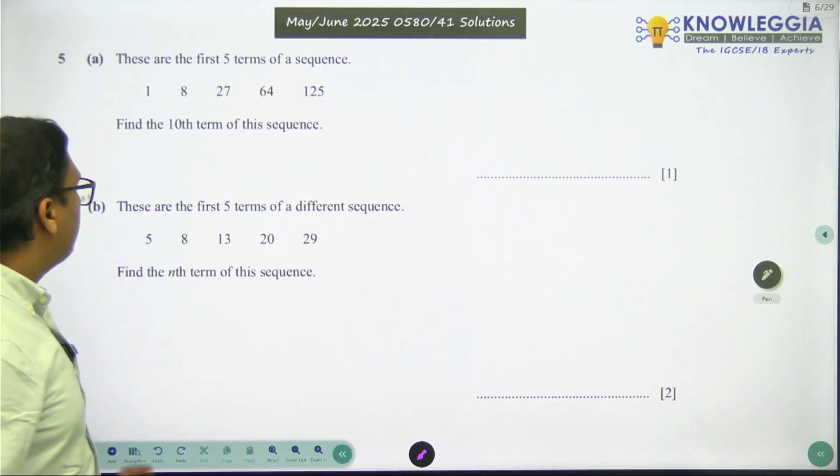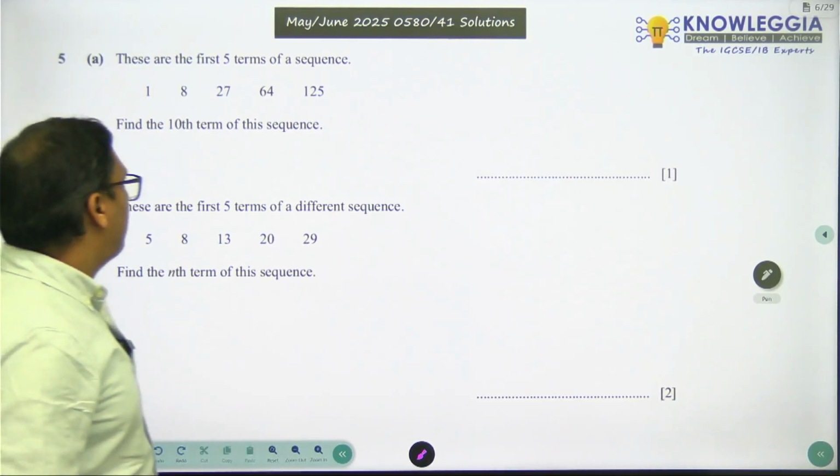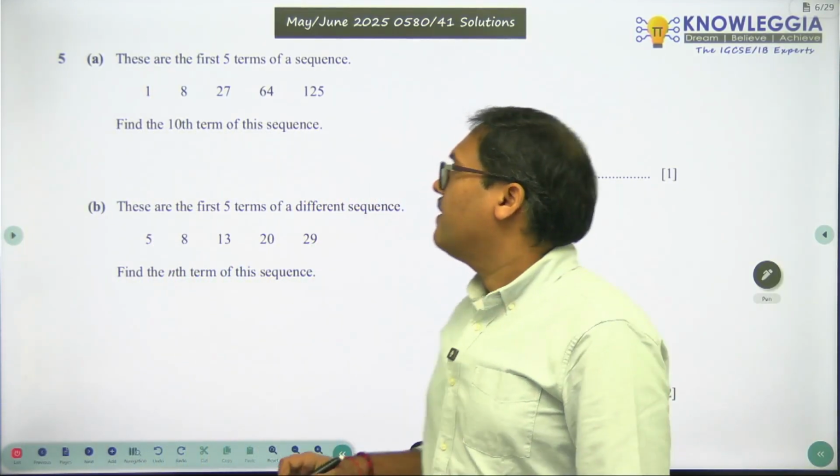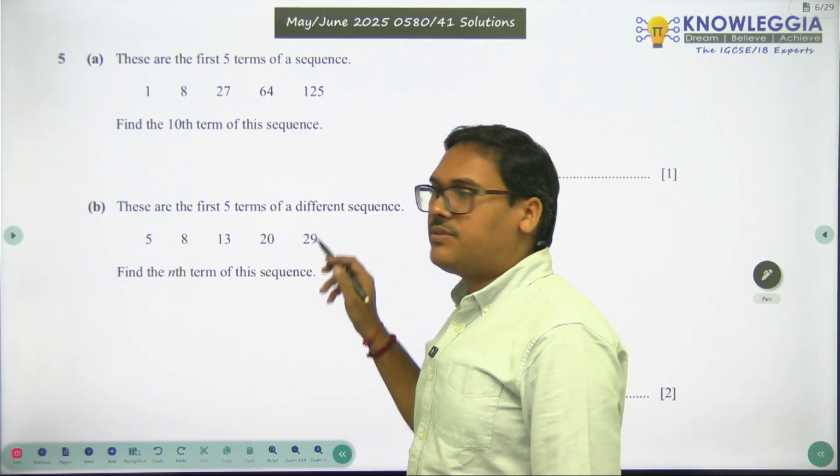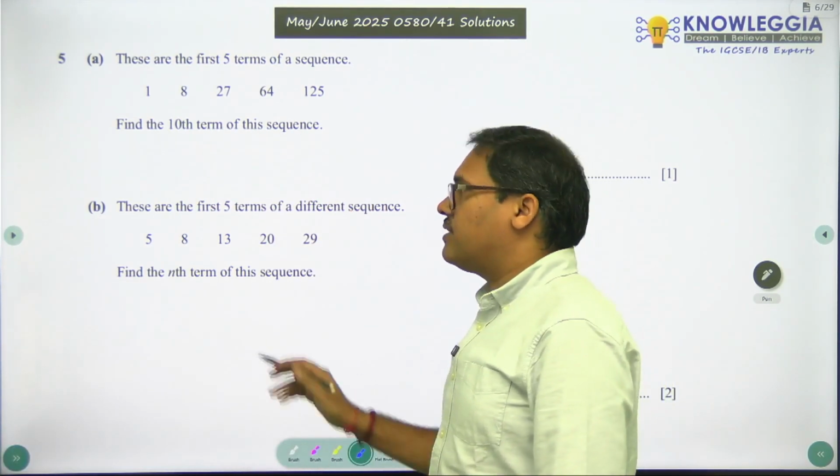Okay. Now let's move to the next one. This is a question on sequences. There are 5 terms in a sequence which are given to you. Find the 10th term of the sequence. So you have to just observe the pattern here.